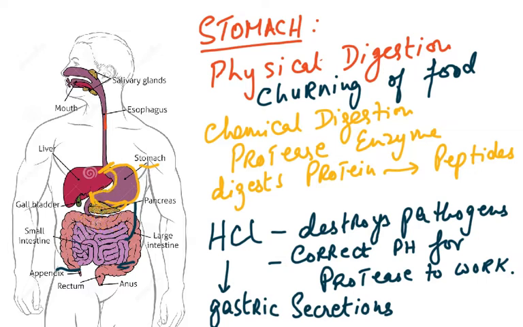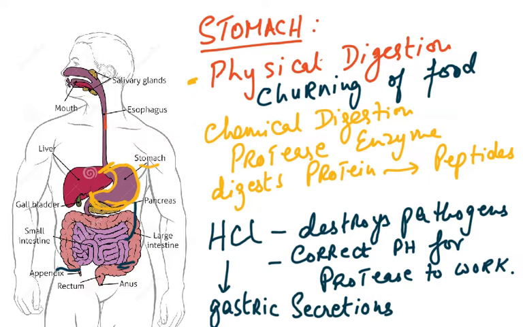Now what we need to understand is that the stomach is a hollow organ, like a sac. First of all, there's going to be physical digestion by the churning of the food, because the muscles of the wall of the stomach press on the food and churn it. It's just like mixing them up.